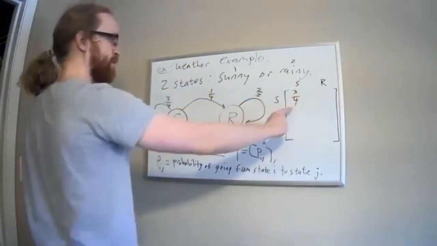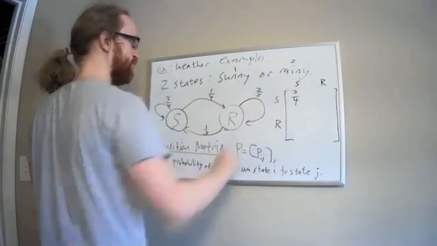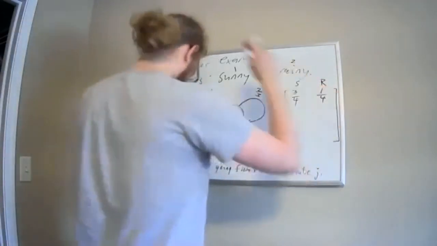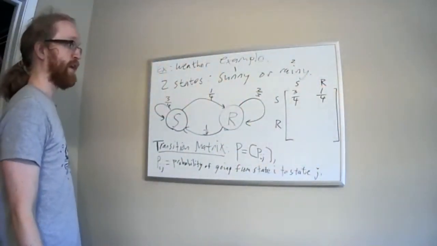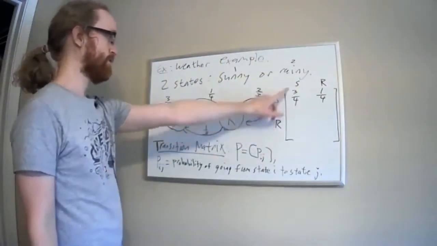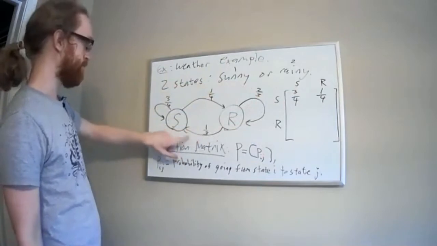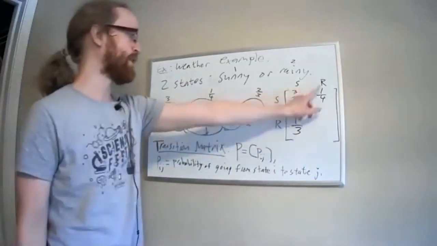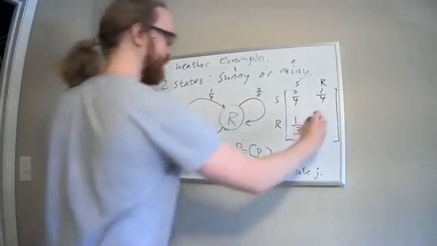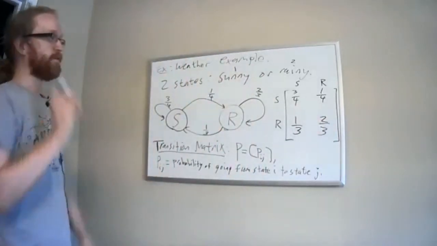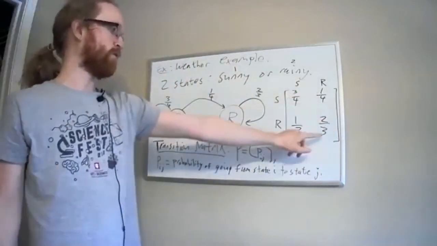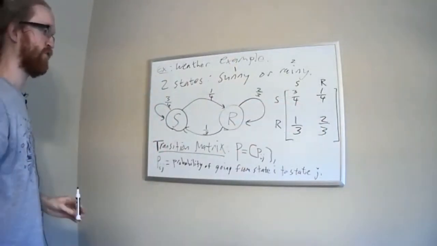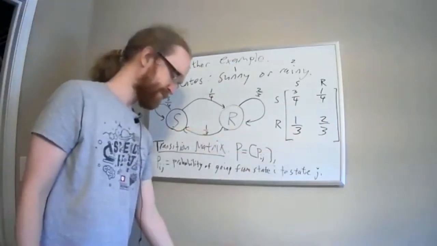Now over here, I'm asking what's the probability of going from sunny to rainy. So I find the arrow from sunny to rainy. That is labeled with 1/4. Now in the second row, I look for rainy to sunny. That's this arrow here. That's 1/3. And finally, from rainy to rainy goes here, and that's this arrow from rainy back to rainy. That's 2/3. So this matrix, 3/4, 1/4, 1/3, 2/3, is our transition matrix for this Markov chain, representing this weather situation. This is our transition matrix.